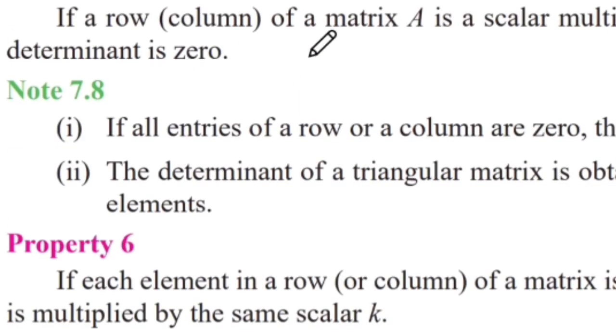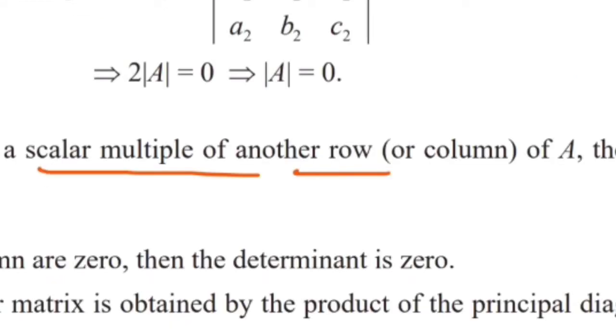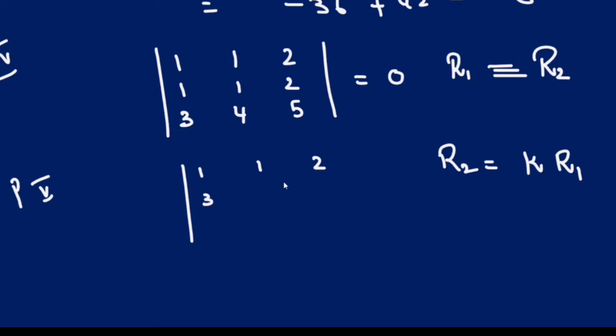Property 5. If a row of a matrix (that's what is given in the bracket, column) so whatever we are saying for row is true for column also. If a row of a matrix A is a scalar multiple of another row, then its determinant is 0. Suppose one row is 1, 1, 2. The second row, you multiply the first row by 3. What do you get? 3 is a scalar multiple of the first row. So R2 is a scalar multiple of R1. So I am going to multiply by 3, some number. Then the third row as it is.